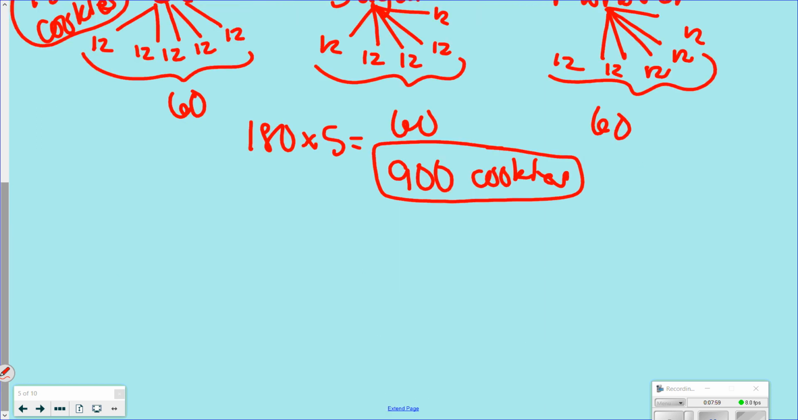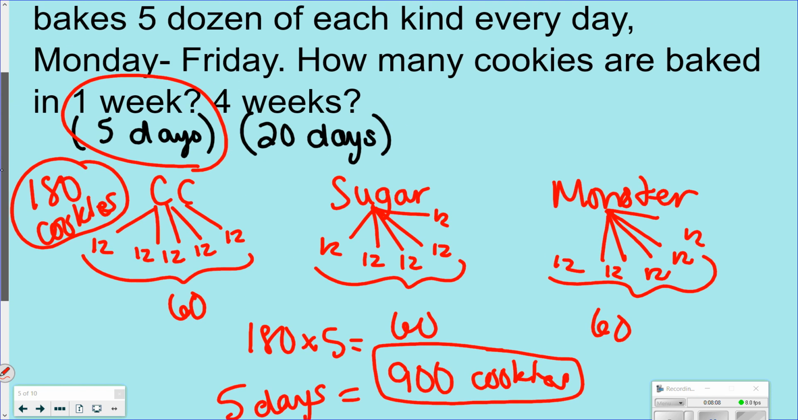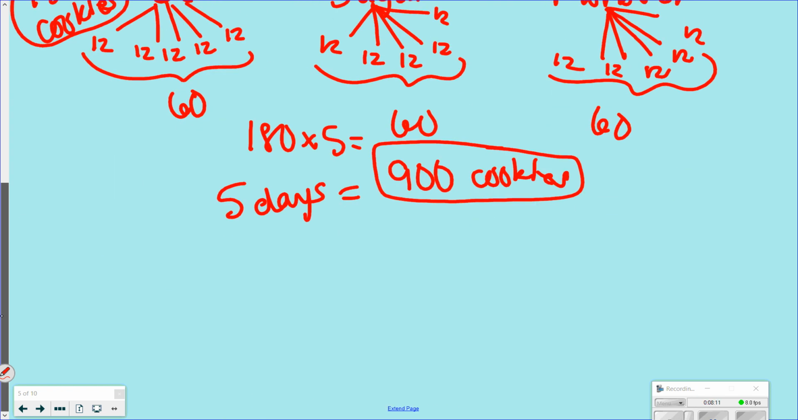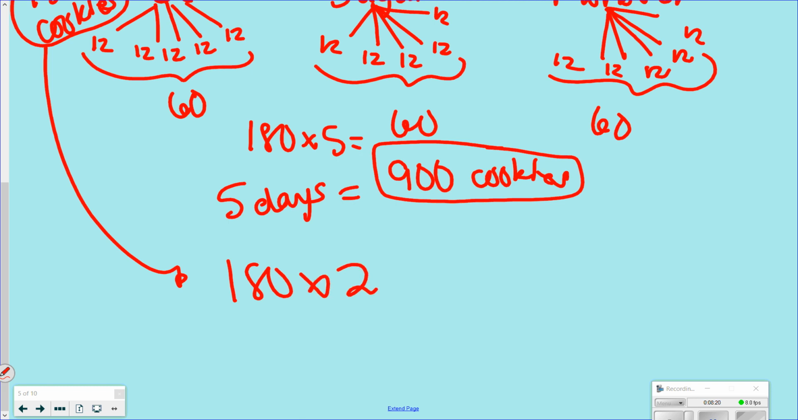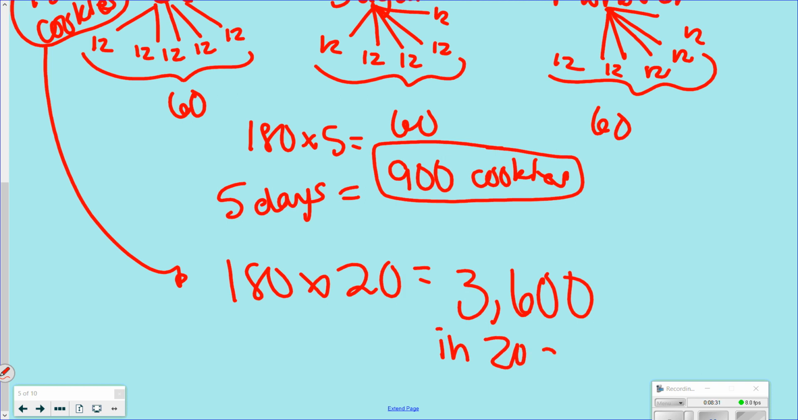Now I'm going to write 5 days here. Now they want to know about 4 weeks, which is 20 days. So if this is 5 days, I could go back here, 180 times 20. I think it's going to be 3,600. This is going to be 3,600 cookies in 20 days.